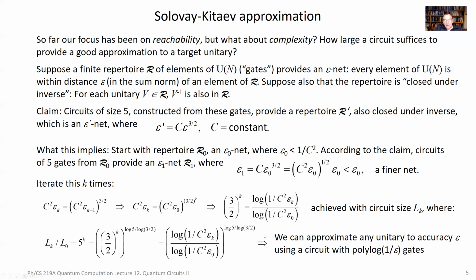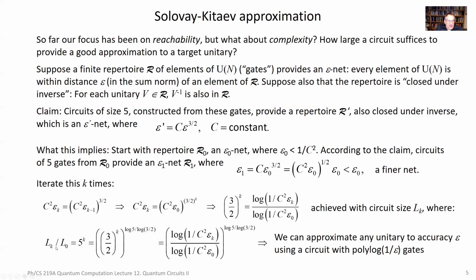k. But look, if I take logarithms of both sides here, I have 3/2 to the k equals the log of 1 over c squared epsilon k divided by the log of 1 over c squared epsilon 0. Well, I could have written this as log of c squared epsilon k instead of 1 over, but that's a negative number because it's the log of something less than 1. So I just have a negative number in numerator and denominator here that I divided out and wrote it as the log of a positive number.